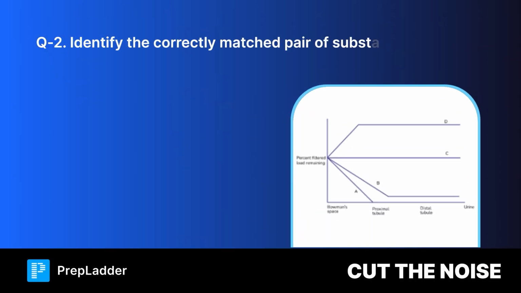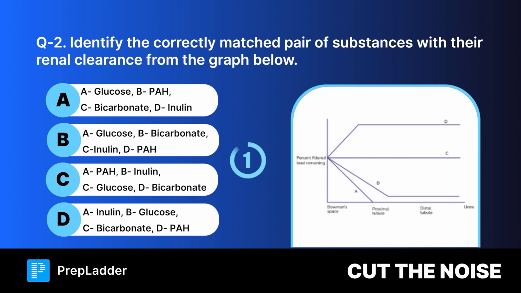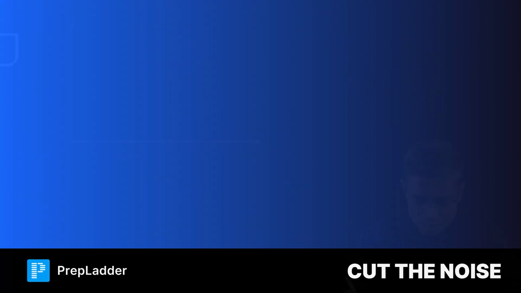Question 2. Identify the correctly matched pair of substances with their renal clearance from the graph below. Your options are A. Glucose, B. Bicarbonate, C. Inulin, and D. PAH, and the correct answer is A. Here's the explanation. This is a curve.